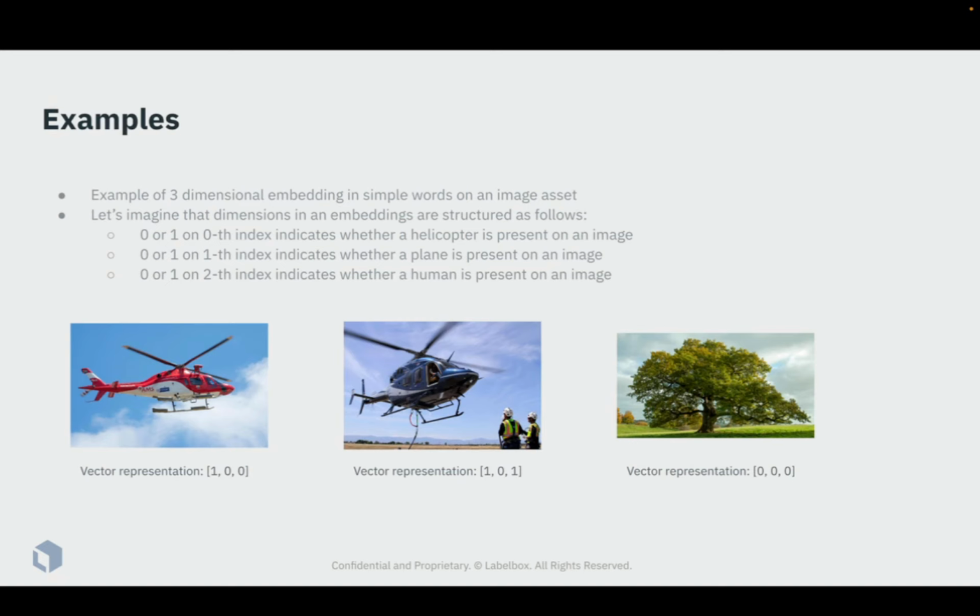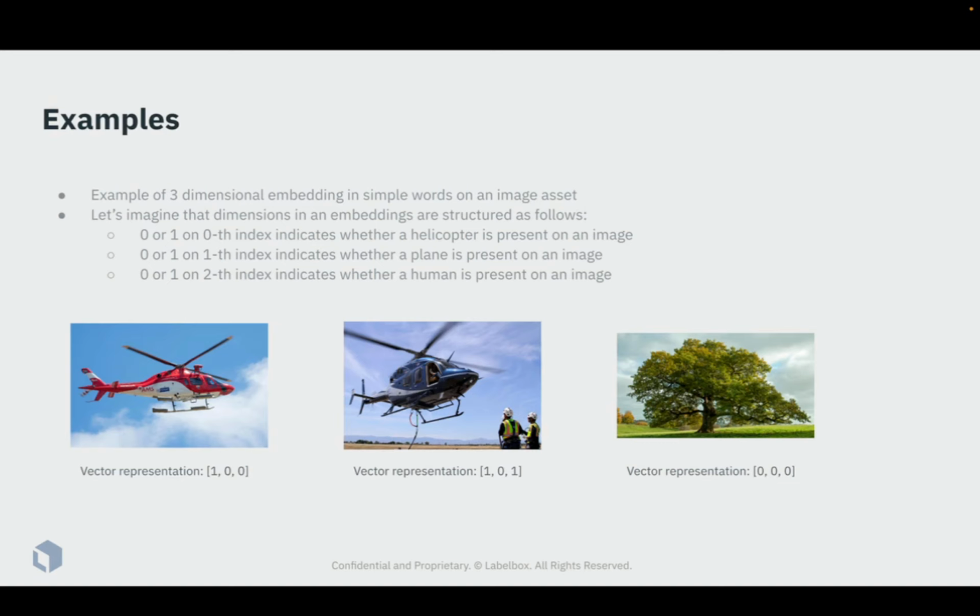On this slide, we have examples of how images are being converted into vector representations. Let's imagine that the underlying model, which is used to embed these images, was trained on a dataset containing images of helicopters, planes, and humans. Obviously, this model will be good at recognizing those 3 entities, but no other. On the first image, we can clearly see that there is a helicopter present. So the vector representation would be 1, 0, 0.